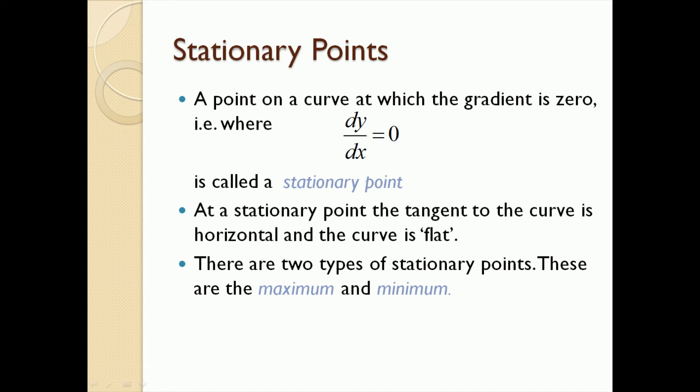Moving on to stationary points. A point on a curve at which the gradient is 0, that is, where dy by dx is equal to 0, is called a stationary point, also known as the turning point. At a stationary point, the tangent to the curve is horizontal, and the curve is said to be flat. There are two types of stationary points. These are the maximum and the minimum.